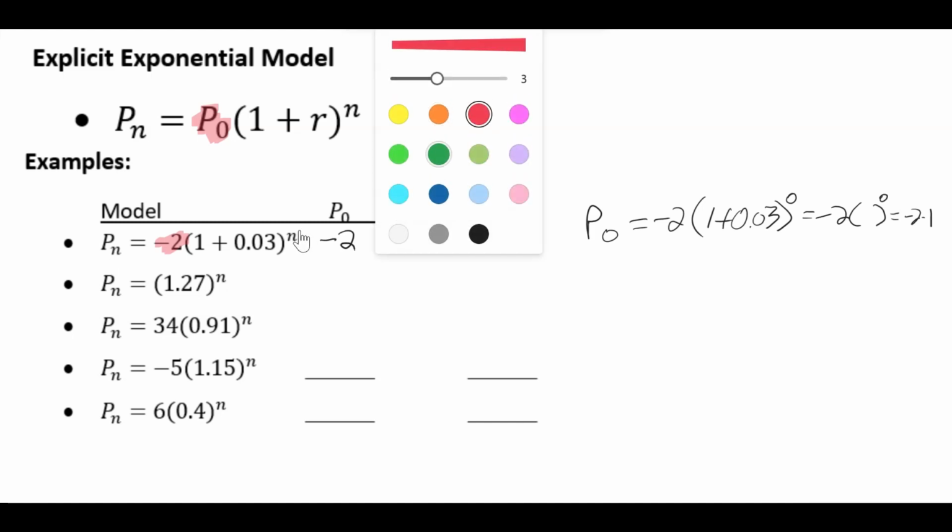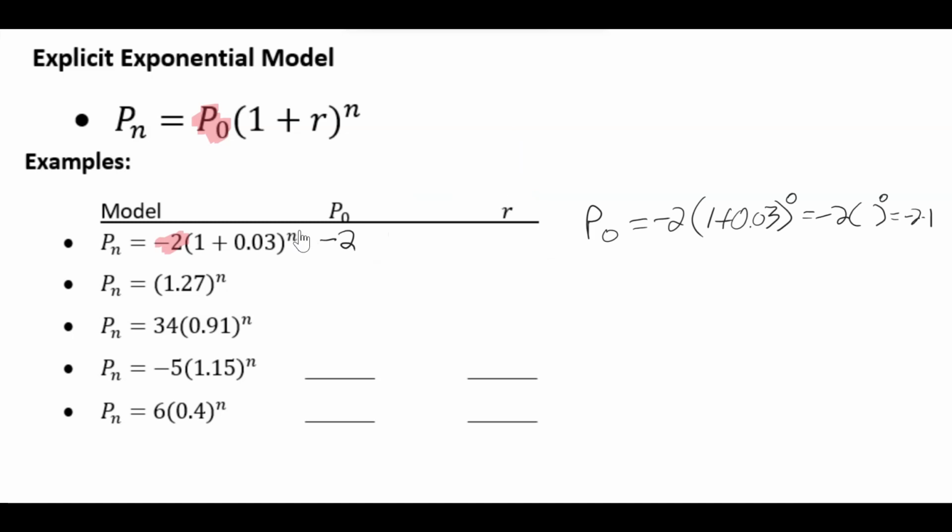Now, also, the r value, if it's written 1 plus, that's r right there. We can see it visually. So the r is 0.03. Now, in a story problem, that might be expressed as 3%, but the r value itself in the formula will always be in decimal form.